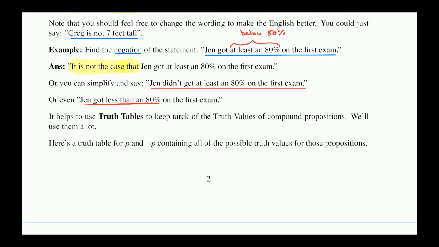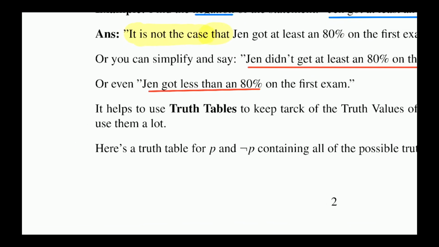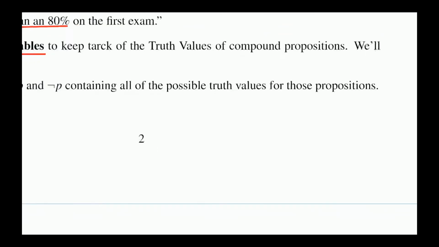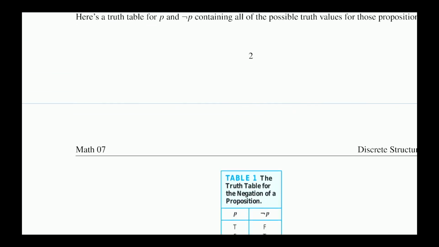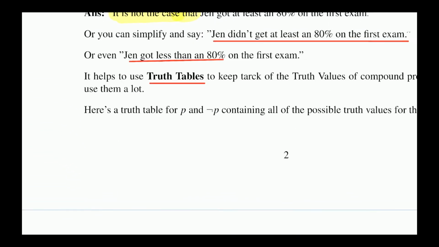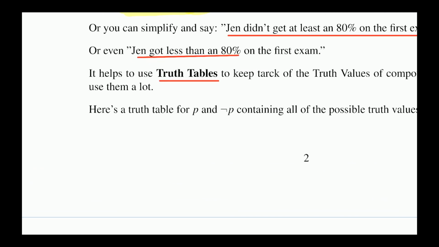Now, when we're talking about logical operators, you're going to need to be able to write truth tables for those logical operators. A truth table is, first of all, a table, and in that table you're going to keep track of all of the possible truth values for one or more propositions. Let me write one down here. So what a truth table looks like is this.